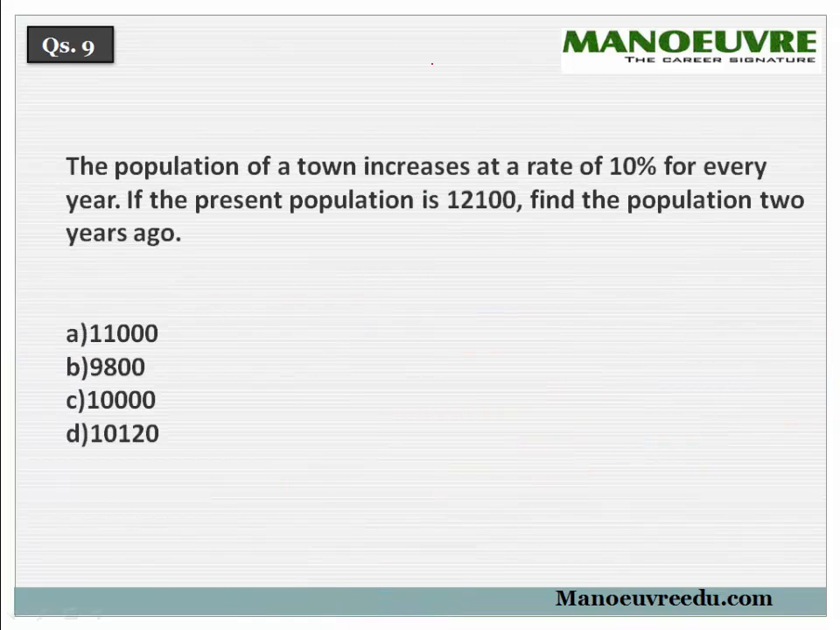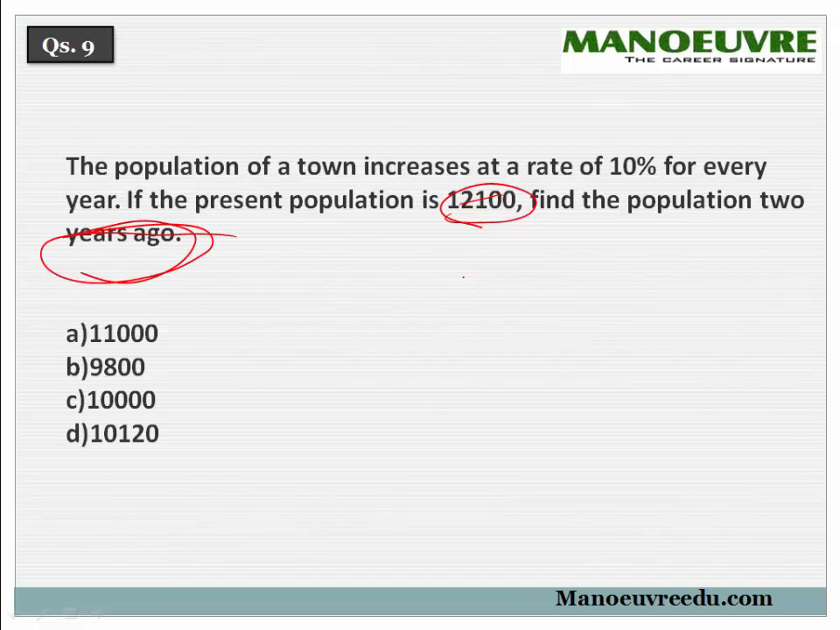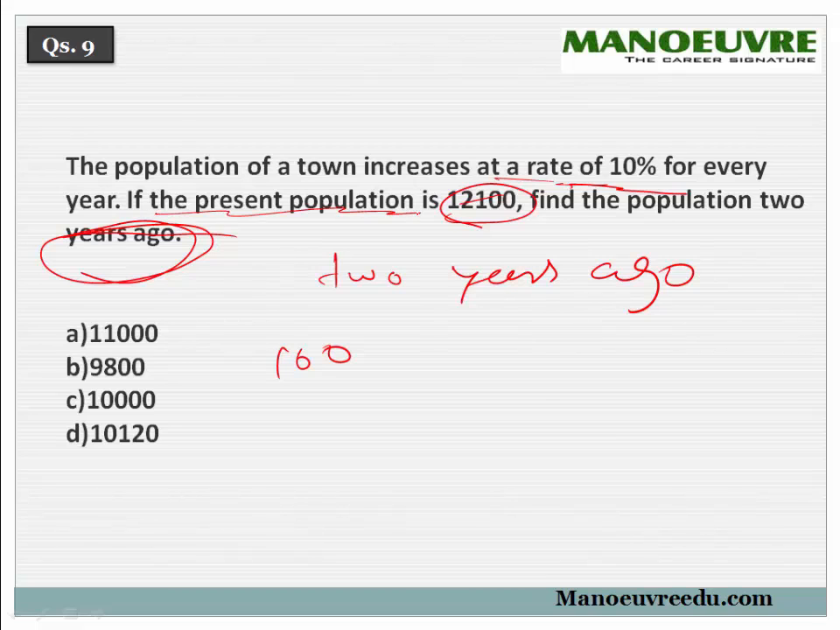The population of a town increases at the rate of 10% every year. If the present population is 12,100, find the population 2 years ago. This is different. Okay, so I can say 2 years ago the population was 100. Now I am thinking in reverse. The population increases at the rate of 10% every year, so there is a first year, there is a second year, and it increases by 10%. So 10% if I increase from here to here, it will be 110.